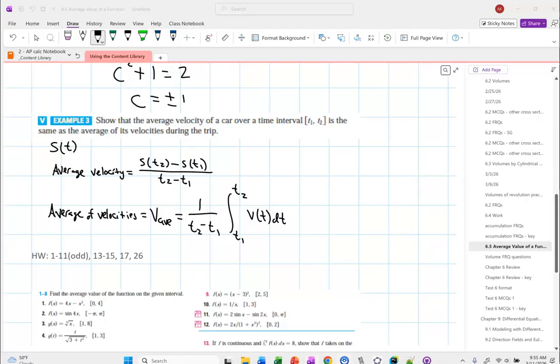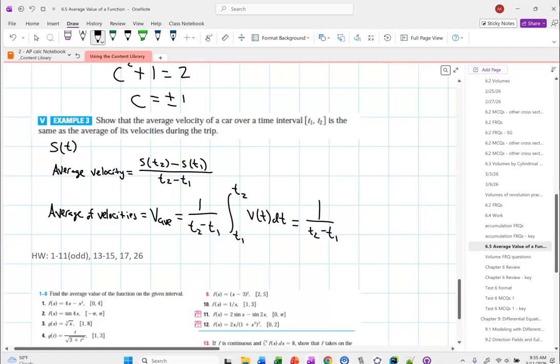So we're trying to show that the average velocity is the same as the average of the velocities. So we've set this up, and we need to do our integral here. What is the integral of velocity? Position. Position, exactly. Yes, that's right.